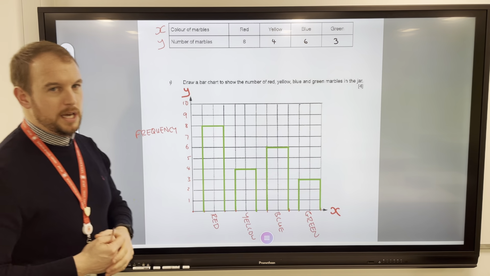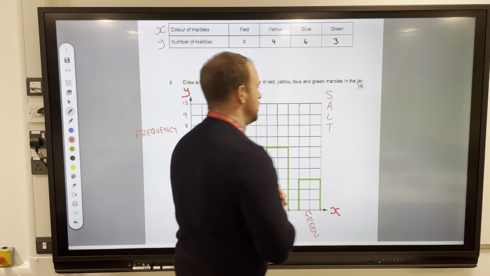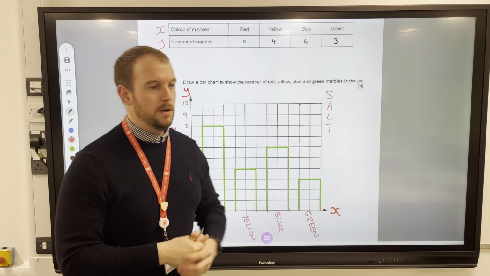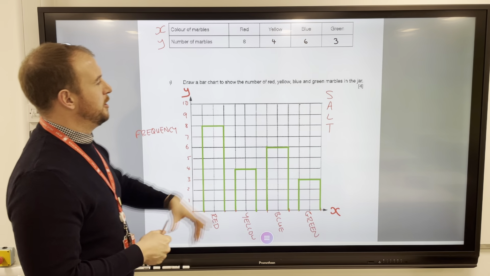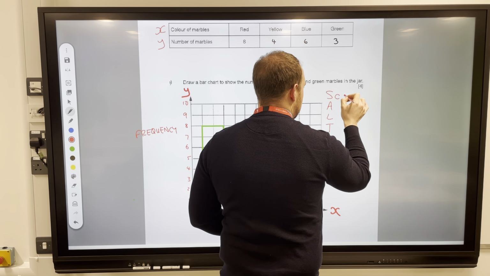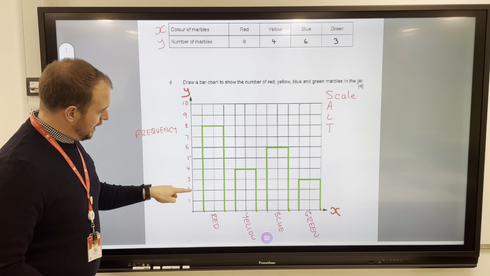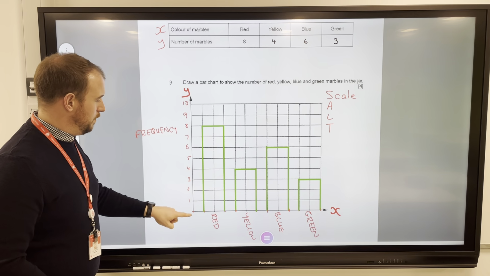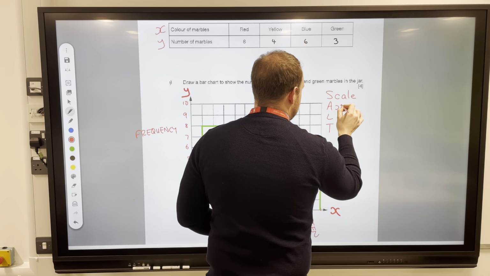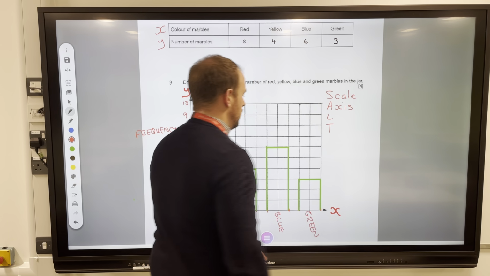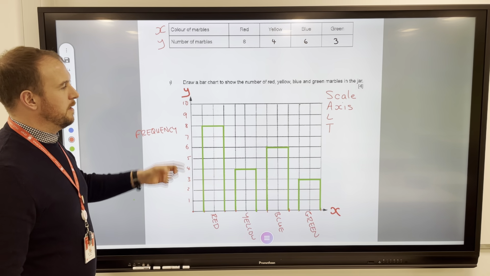Now to check it, we use a 4-letter word, which is SALT. Now, whenever I teach my class, I always say, have you SALT checked? And then this is a little reminder to see if we have everything. S stands for scale. The scale of the y-axis. Do I have the same gap between each one? Yes, I do. We're going to put in ones. Always remember your scale. Next one, axes. X and Y, you can see we've got the colours here, and we have frequency here.